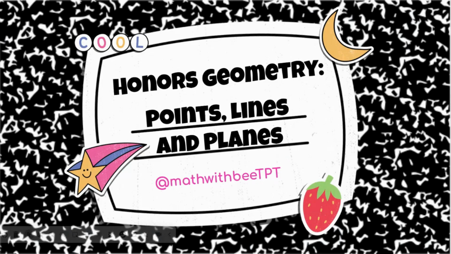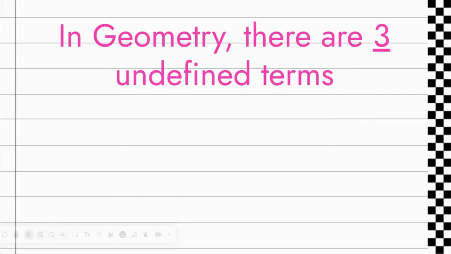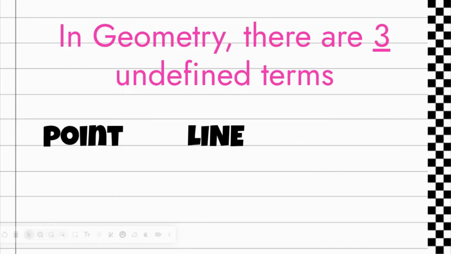In this video, we're going to talk about the basics of geometry, which are points, lines, and planes. So in geometry, there are three undefined terms, and yes, you've guessed them. They are point, line, and plane.